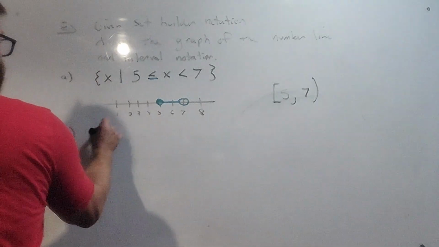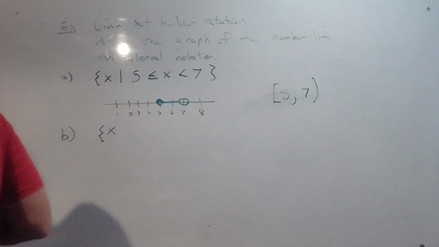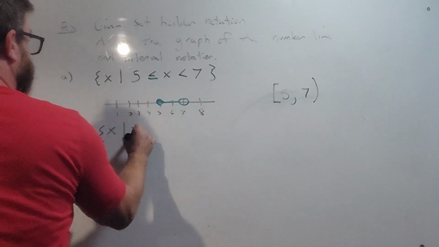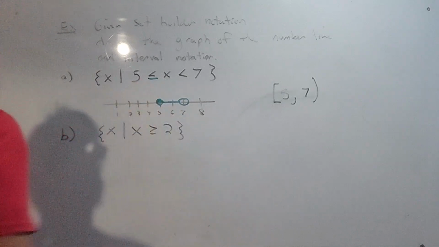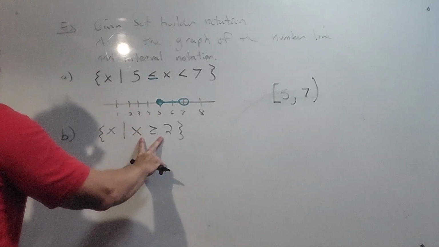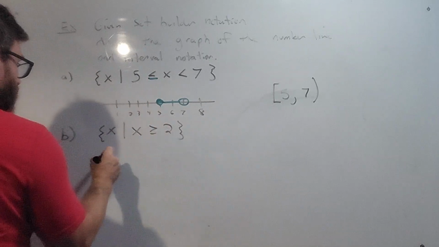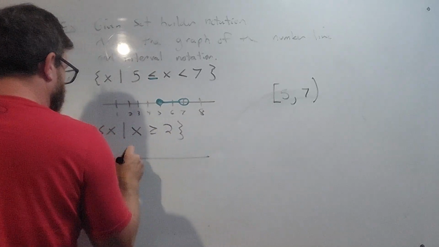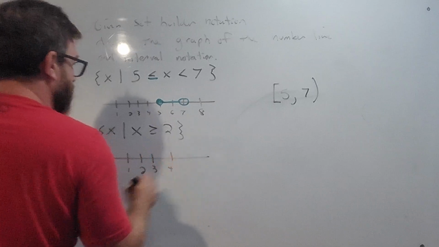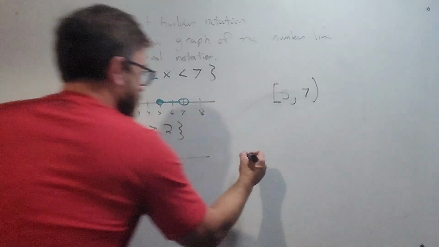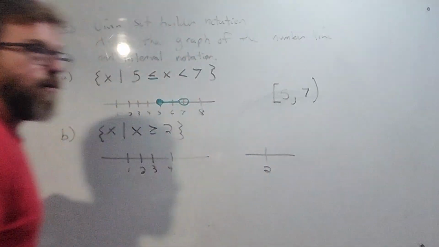Let's do an unbounded set. Say x such that x is greater than or equal to 2. So for an unbounded set, I know that 2 is going to be our only number. So we have 2, say here, 1, 2, 3, 4 here. Again, I don't need all these numbers. I could just do a number line with the number 2 and be happy with that.